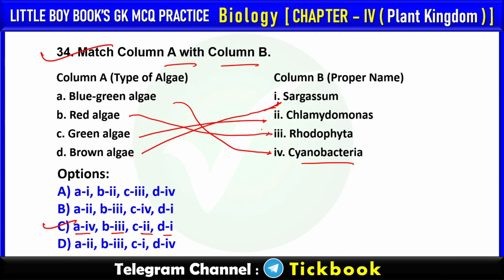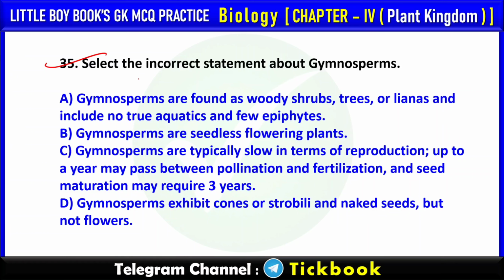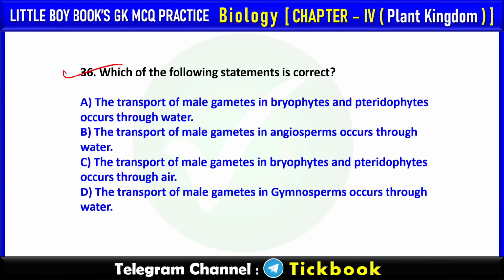1. Alright. Next question, 35. Select the incorrect statement about gymnosperm. Incorrect statement. Option number B. Gymnosperms are seedless flowering plants. 36. Which of the following statements is correct? Option number A. The transport of male gametes in bryophytes and pteridophytes occurs through water.